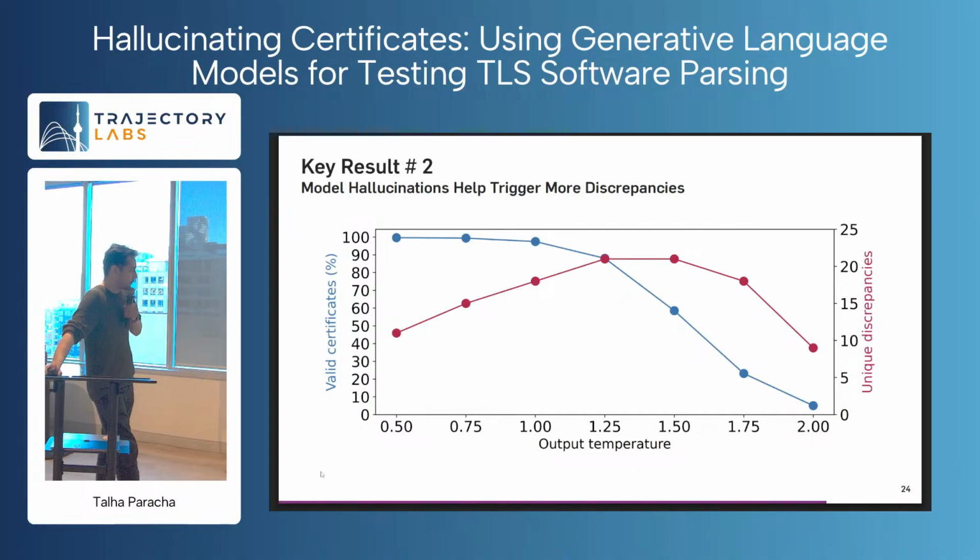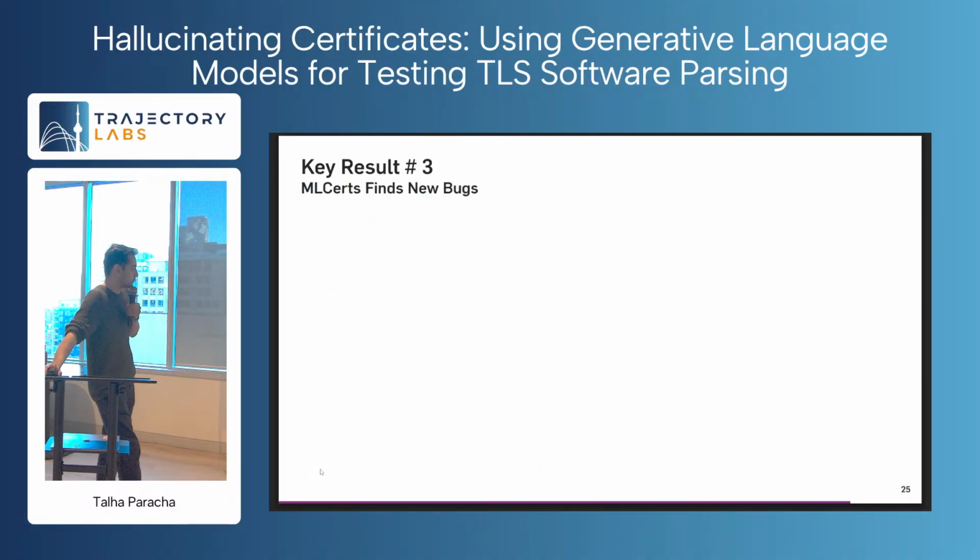But interestingly, when I plot the unique discrepancies now, we see that a higher temperature actually helps up to a certain extent, after which both discrepancies and certificate validity goes down. So this is interesting because it shows that software testing using language models is not just about training these models on the input data, but it's also about finding the techniques that make these models useful for software testing.